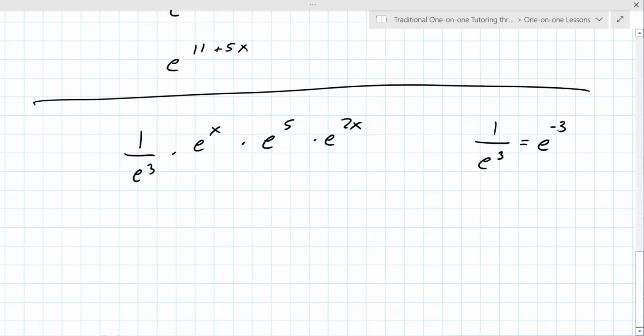Is the last one e to the 2x or 7x? Yes. Okay. Sorry, bad writing as 2x. No, it's okay.